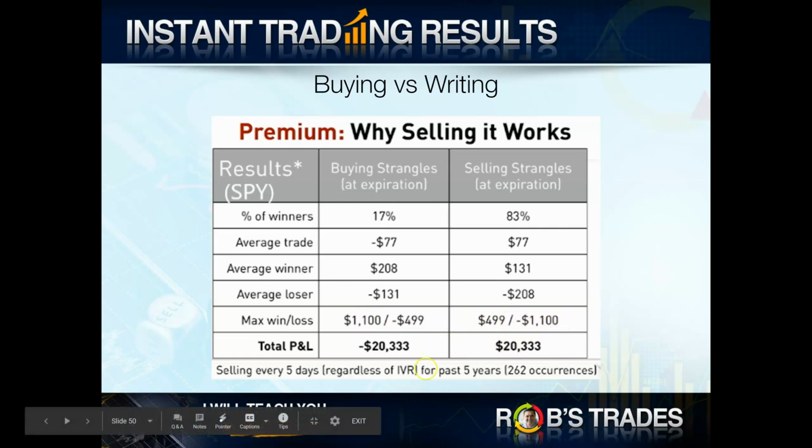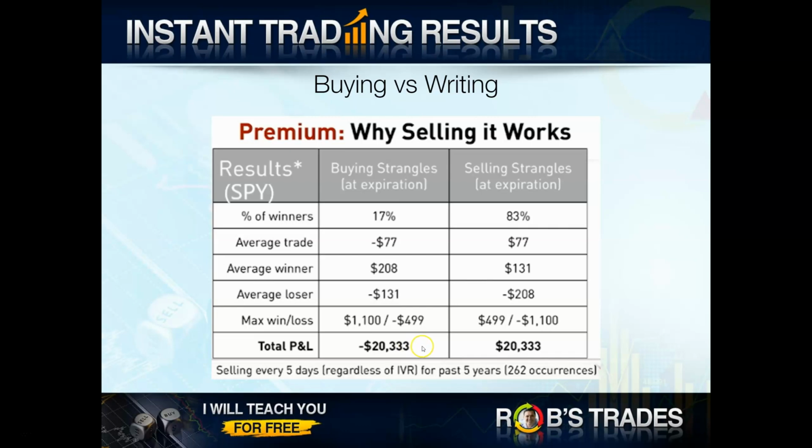But the bottom line here, guys, is this one, the total P&L. Over all of those trades, the buyer lost over $20,000, while the seller or the writer made over $20,000. What do you want to be? Do you want to be the buyer or do you want to be the writer? Well, let me ask you another question. Are you in this to make money or are you in this to lose money?